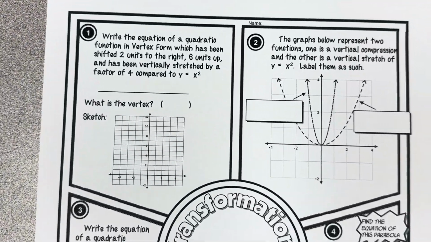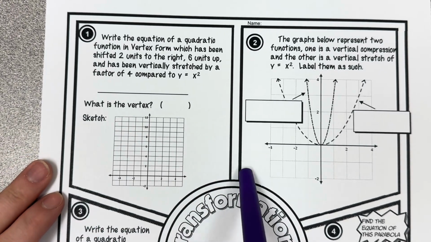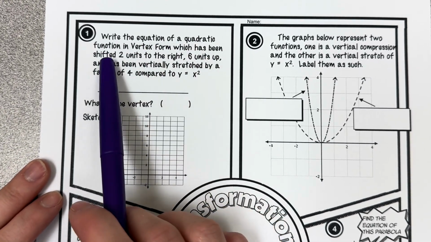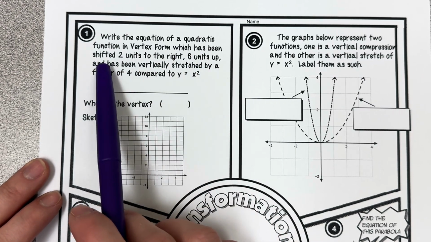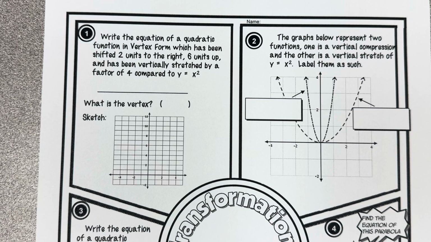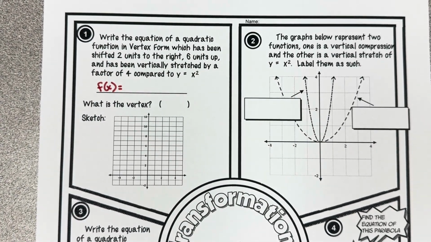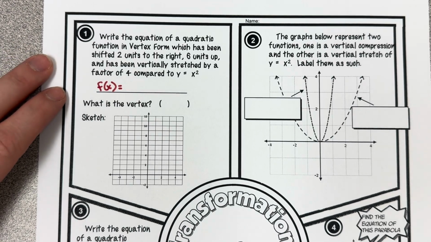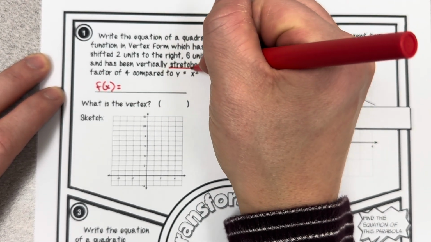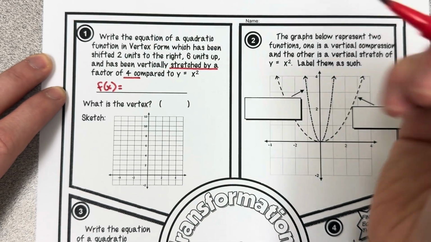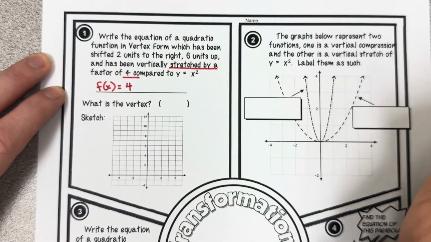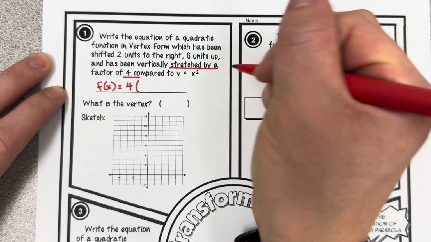All right. Okay, so looking at our first little box right here, it says, write the equation of a quadratic function in vertex form, which has been shifted 2 units to the right, 6 units up, and has a vertical stretch by a factor of 4 compared to y equals x squared. Okay, so a lot of mumbo jumbo. But let's go ahead and just write our f of x, same thing as y equals. Okay, f of x equals, whenever we have stretched by a factor of 4, that means we're going to have 4 in front of our parentheses.